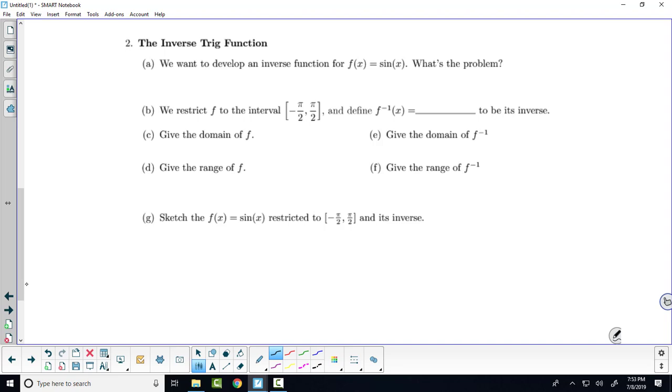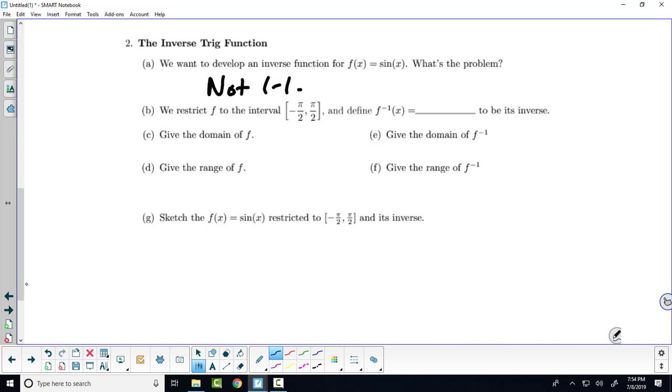So we now want to develop an inverse function for the sine of x. What's the problem? It's not 1 to 1, right? It's not 1 to 1. So one of the hardest parts about working with the inverse trig functions is realizing that you're no longer dealing with the entire sine curve, because the entire sine curve is not 1 to 1.